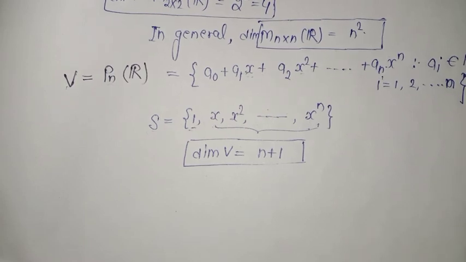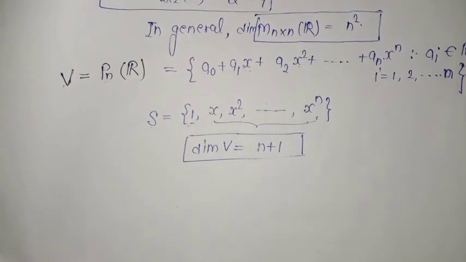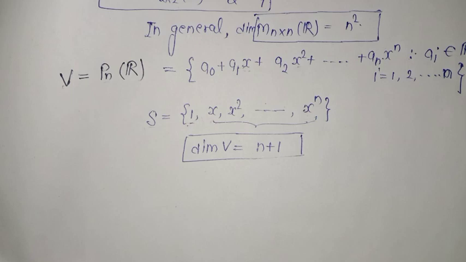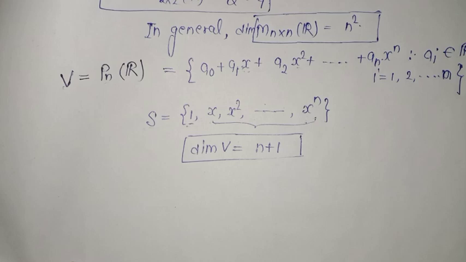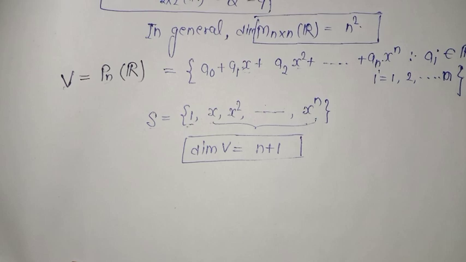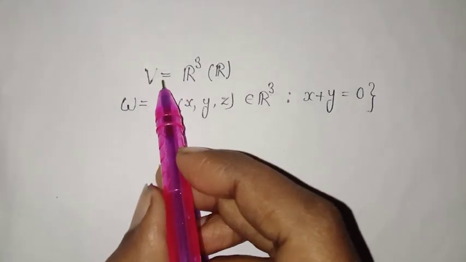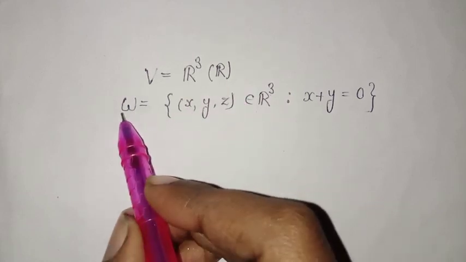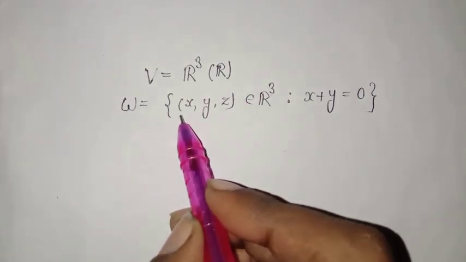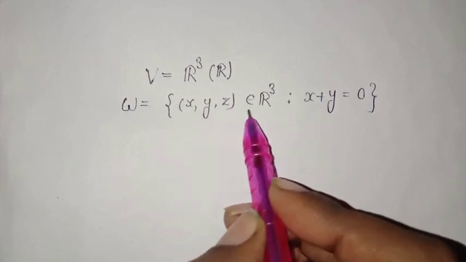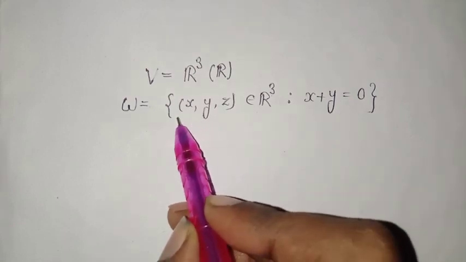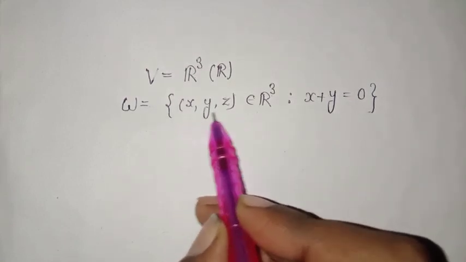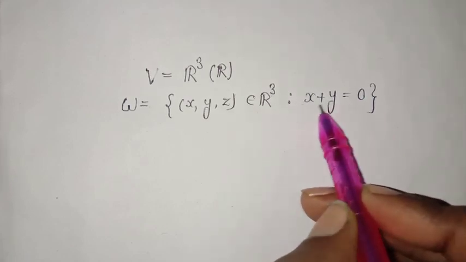Now let's take some examples of vector spaces in which we will not take the standard basis. These are the standard bases for these vector spaces, but now I am going to take some more examples in which I will take bases which are not standard. Now we have a vector space V equals R cube over R, in which a subspace is given. W is equal to the set of x, y, z, that is a triad belonging to R cube, such that x plus y equals 0. In this case, we are given a subspace which consists of all the triads belonging to R cube, but one condition is also given.